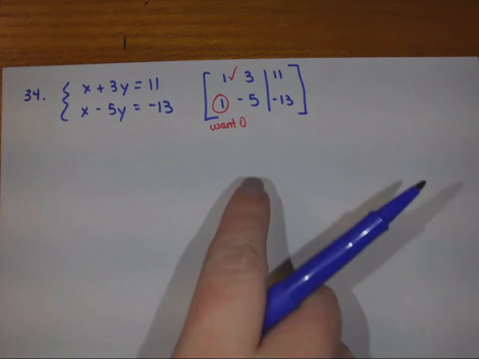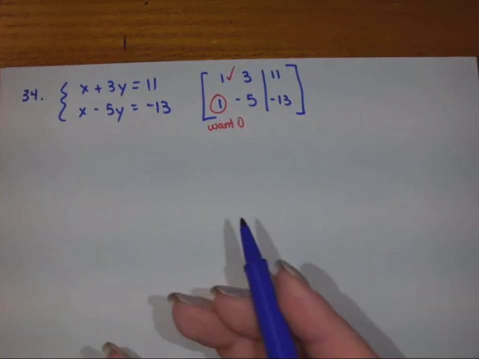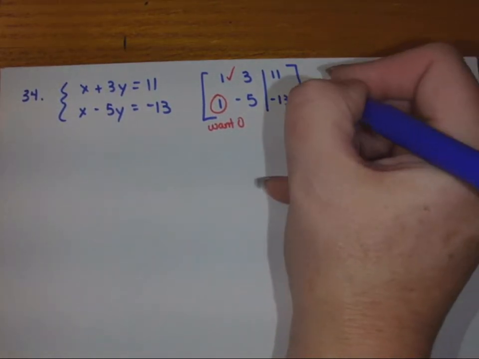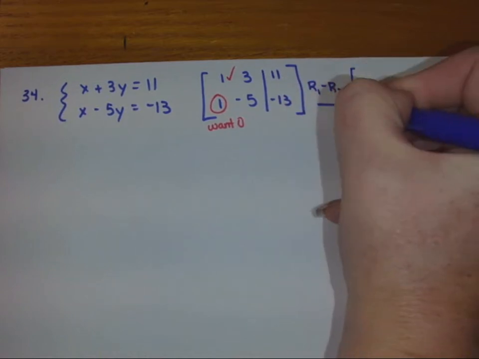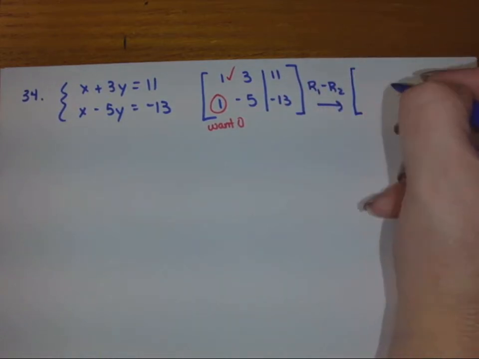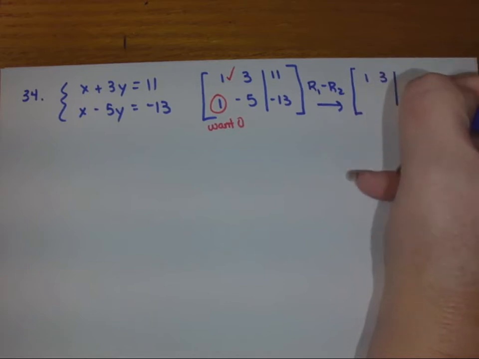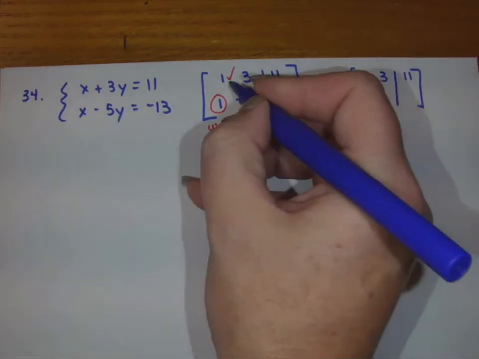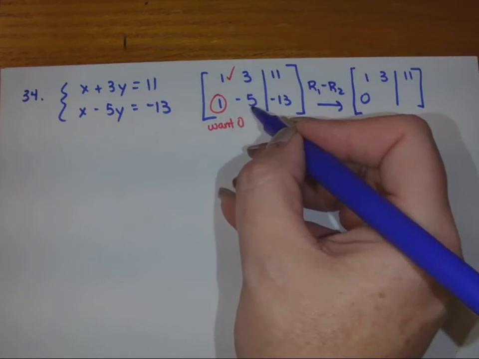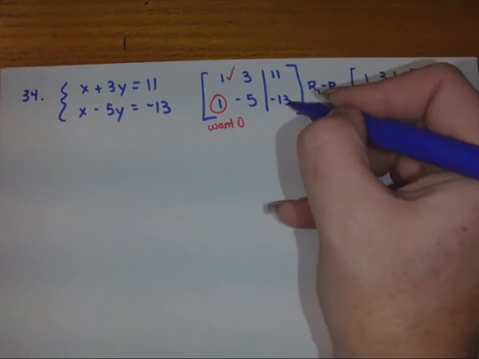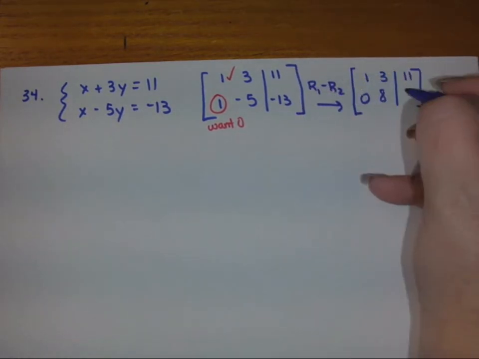Okay, notice we don't even have to work that hard to make this a 0, right? And remember, you list the row that's changing second, so I'm just going to say row 1 minus row 2. So that means row 1 is staying steady. So 1 minus 1 is 0. 3 minus negative 5, careful of your negatives, would be 8. 11 minus negative 13 would be 24.